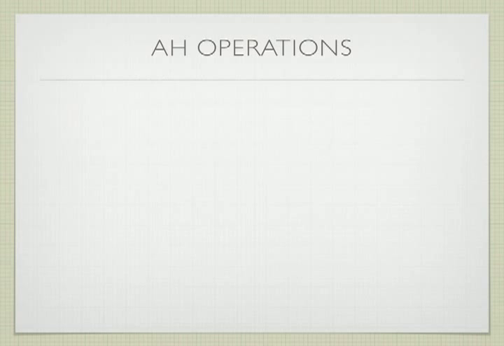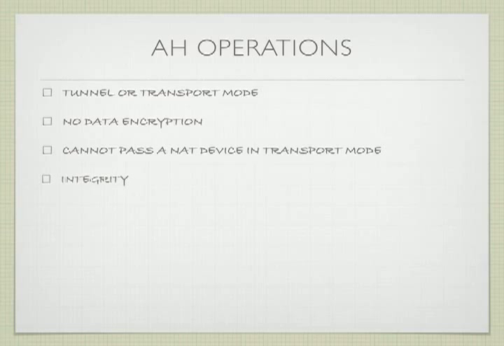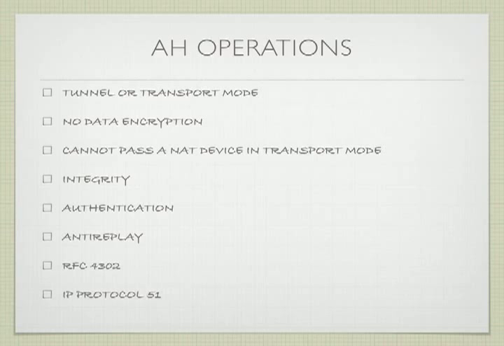Authentication header, AH, it can also be used in both tunnel and transport mode. There is no data encryption in AH operations, so it does not handle the confidentiality portion. It also cannot operate if it's behind a NAT device if you're using the transport mode. So this method will not work behind a NAT device when you're in transport mode. It does handle data integrity, and it does handle authentication, or else they wouldn't call it authentication header. So it handles 2 of the 3 concerns, and it has some limitations. This also allows for anti-replay to be in place. It's defined in RFC 4302, and it uses IP protocol 51.